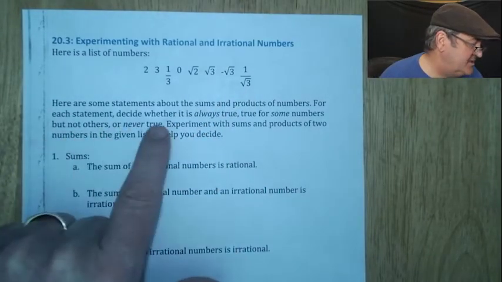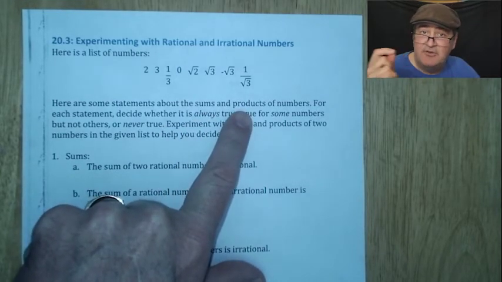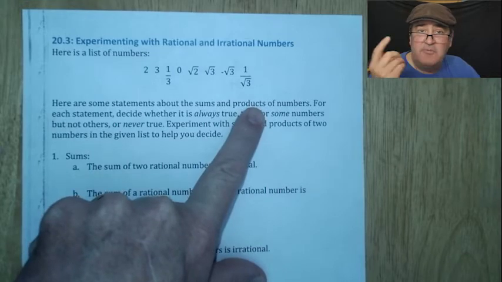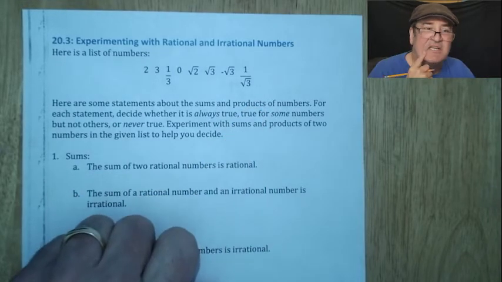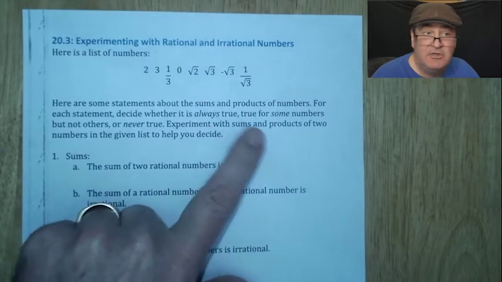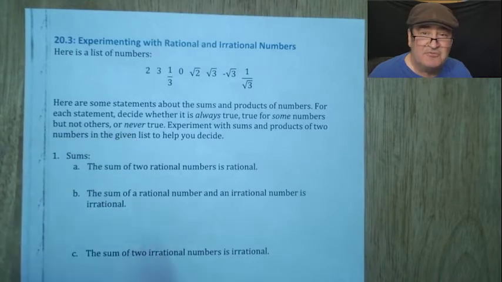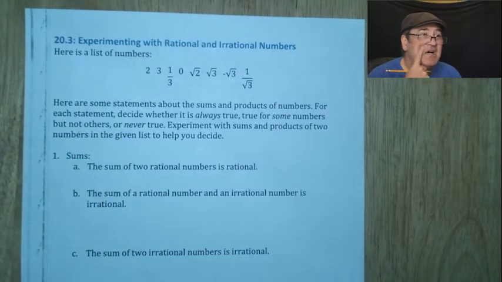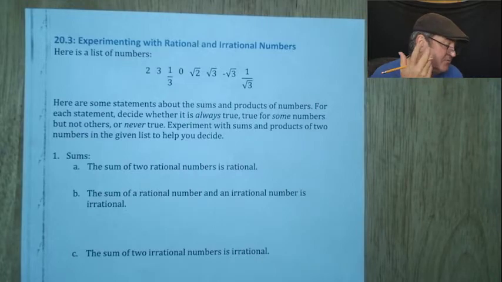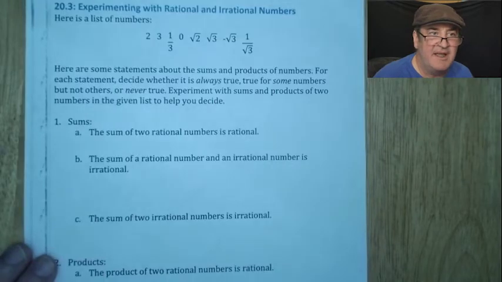So here's some statements about the sums and products. Sums is when we add 2 things, we get a sum. Products is when we multiply. So we multiply 2 things together, we get a product. For each statement, decide whether it's always true, true for some numbers but not others, or never true. So it's either true, sometimes true, or never true. And that's what we're really trying to decide. So let's experiment with the numbers given. We're supposed to use the numbers they gave us. That's why they gave us these.